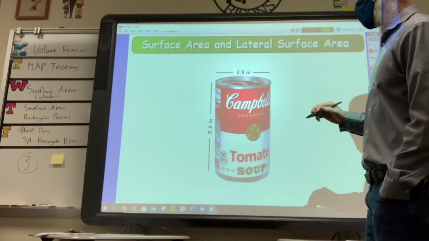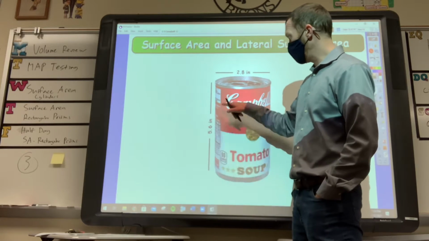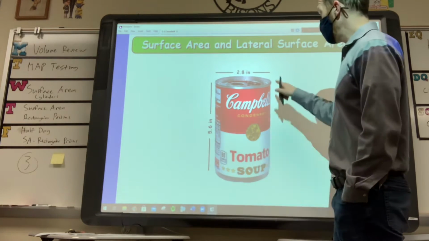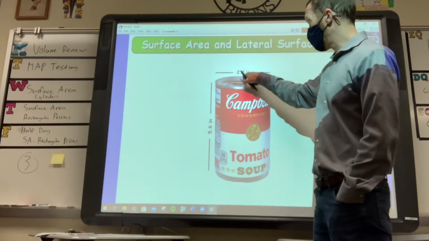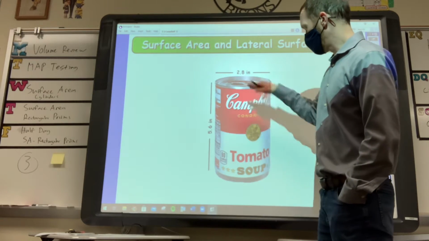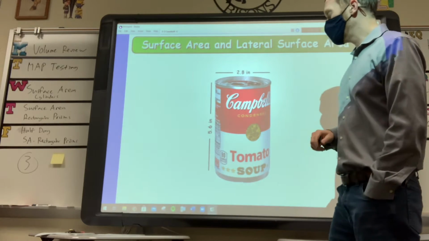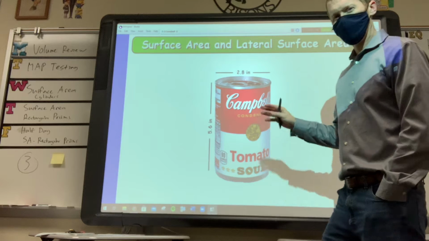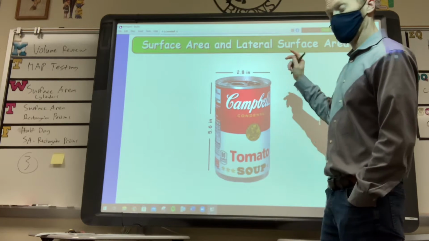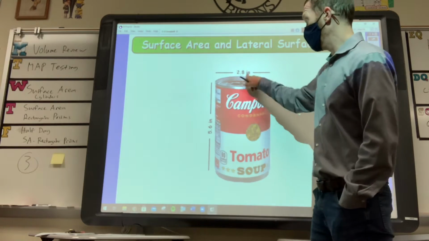Now, interestingly enough, we have a dimension right here. The height of the can is 5.6 inches. And we also have a diameter across the base of the can. Now remember, the base is a circle, and there's a base down here, and there's another base up here. And we have that diameter, but, interestingly enough, you probably don't feel like there's much of a connection between this diameter and the distance all the way around.